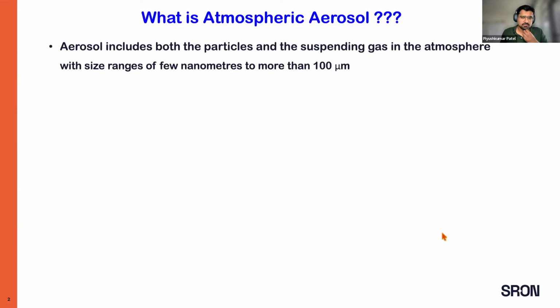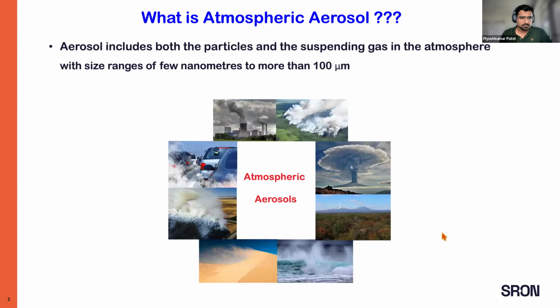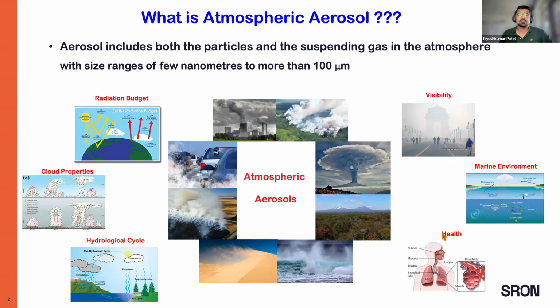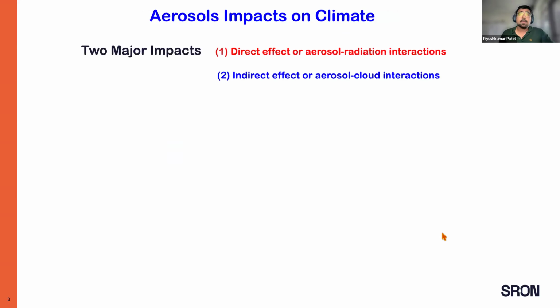I hope everyone knows about atmospheric aerosols. They are just particles suspended in the atmosphere, with sizes varying from nanometers to a micron. There are various types of atmospheric aerosols, and they have different impacts on the climate, on air quality, and on health. Although my research is focused on the climate side, so I'll talk mostly about the climate.